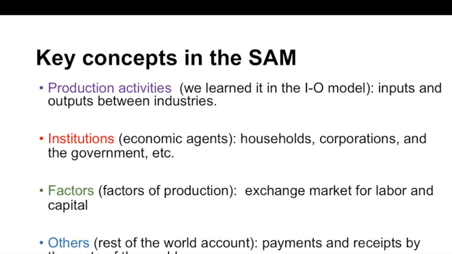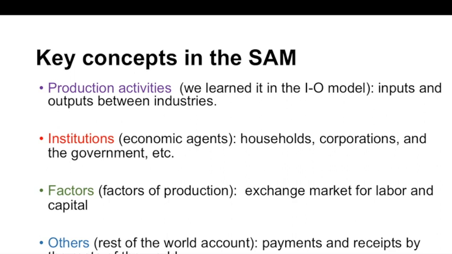The third concept is called factors, or factors of production. It can be considered as an exchange market for labor and capital. This concept is used to document the receipts of exchange, just like any tangible market, vegetable market or seafood market. This is a place where exchange activities happen.